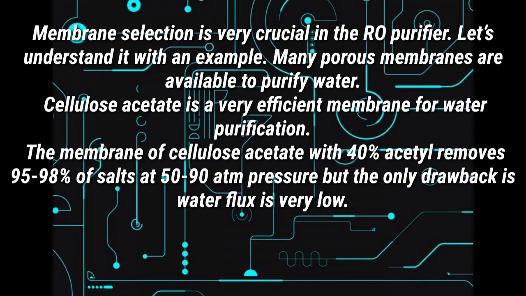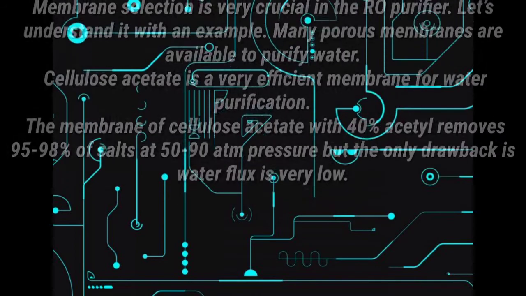Many porous membranes are available to purify water. Cellulose acetate is a very efficient membrane for water purification. The membrane of cellulose acetate with 40% acetyl removes 95 to 98% of salts at 50 to 90 atmospheric pressure. But the only drawback is that water flux is very low.